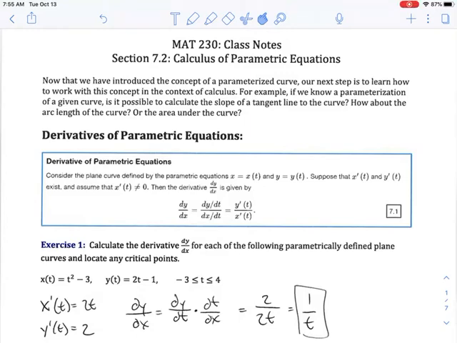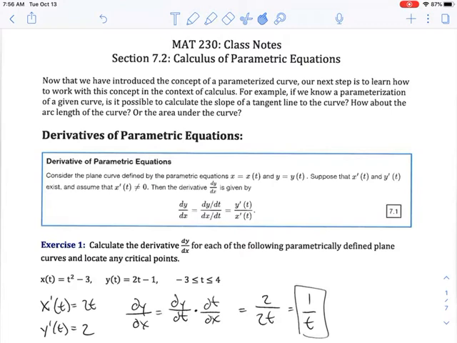So now that we've learned a little bit about parametric equations and parametric curves, it's time to jump back into calculus. So 7.2 is all about finding derivatives and integrating parametric equations. In this video, we're going to concentrate on the derivatives of parametric equations.